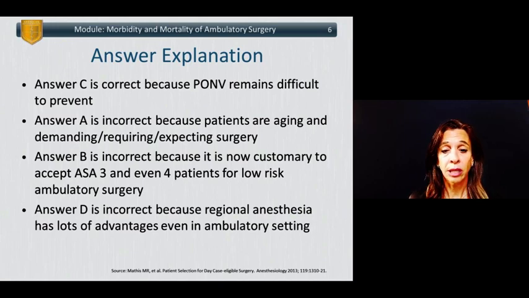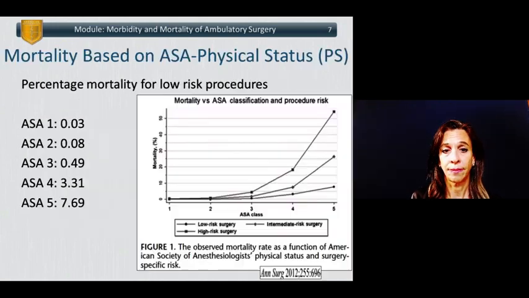Answer A is incorrect because patients are aging and demanding, requiring, and expecting surgeries in outpatient surgery centers. Answer B is incorrect because it is now customary to accept ASA 3 and even 4 patients for low-risk ambulatory surgeries. And answer D is incorrect because regional anesthesia has lots of advantages even in ambulatory settings.